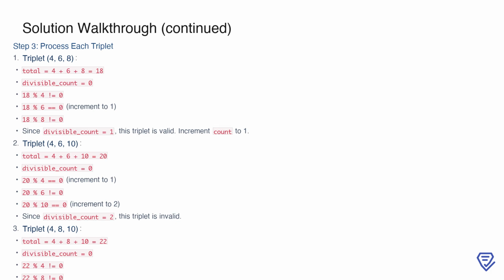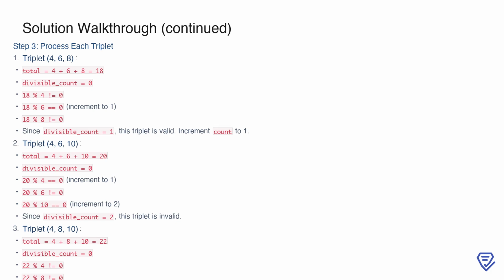The total of this triplet is 4 plus 6 plus 8 equals 18, and we initialize divisible_count to 0. Checking divisibility, 18%4 does not equal 0, so divisible_count remains 0. However, 18%6 equals 0, so we increment divisible_count to 1. Lastly, 18%8 is not 0, leaving divisible_count at 1. Since divisible_count equals 1, this triplet is valid, and we increment count to 1.